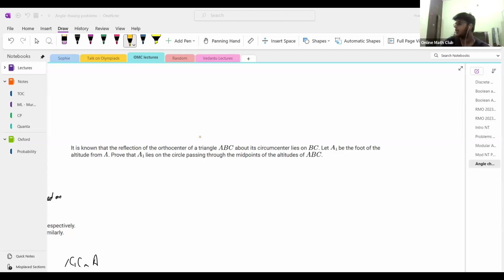No, I mean, the reflection of the orthocenter over the circumcenter does not always lie on BC, but with some special angle condition in the triangle, it is possible that it lies on BC. It's just one special triangle. Obviously, it can't lie there in any triangle. So I'm telling you, there is a triangle like this in which it lies there.